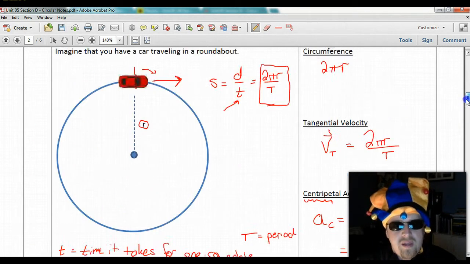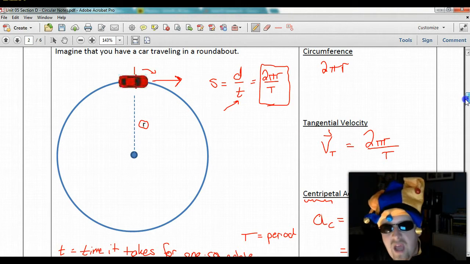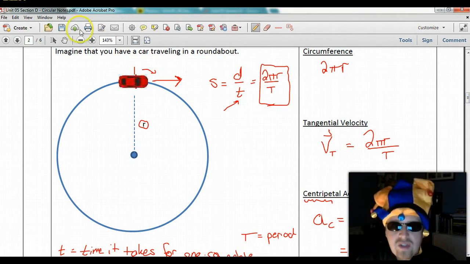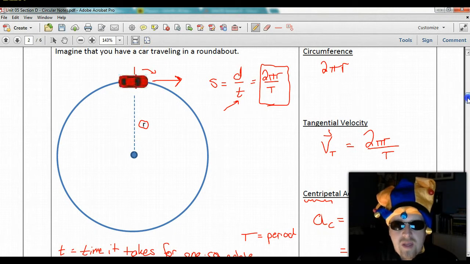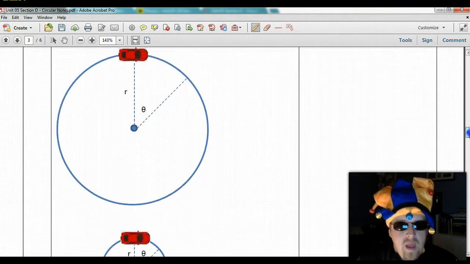So some really good things here as far as equations and where they come about. And this can be applied not just to a car in a roundabout, but any vehicle, object, or item that's traveling in a circle. Okay, so that's it for the review.